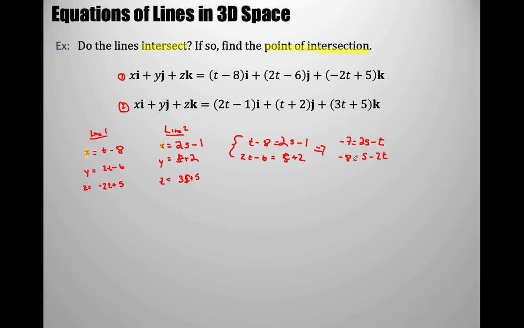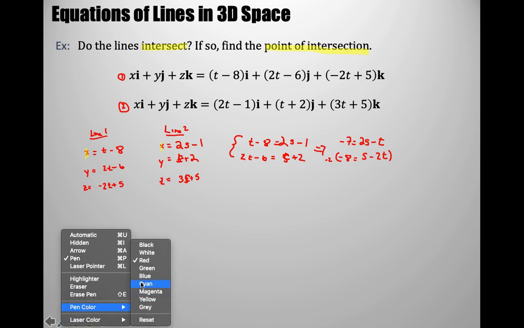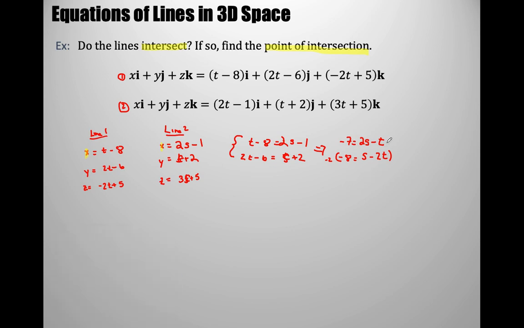Now there's a variety of ways I can solve this. I think I'm going to multiply this equation by -2. So I'm going to end up here with an unchanged equation, -7 is equal to 2s minus t. Positive 16 is equal to -2s plus 4t. And then I'm going to add down. What happens when I add down? I get 9 is equal to 3t. And t, lo and behold, is equal to 3.